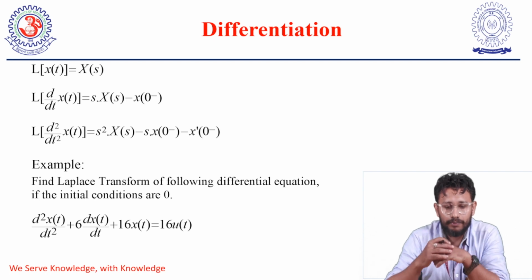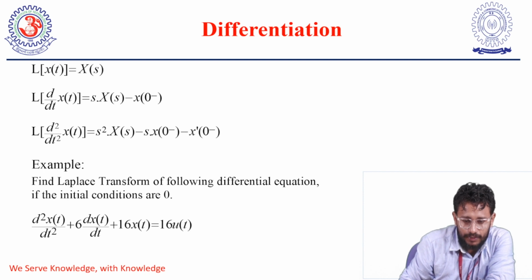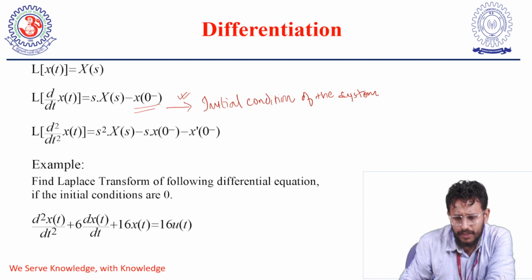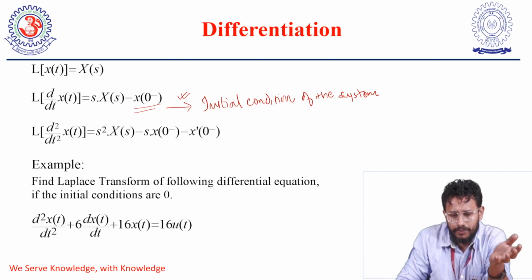Differentiation. It's really very important. Suppose I have a function x of t whose Laplace transform is x of s. What if I take the Laplace transform of the differential of x of t, first order differential of x of t? Now this is the shape that you are going to observe, wherein this x of 0 negative is the initial condition of the system. It is the initial condition. What exactly was the behavior of the system before the change was applied?